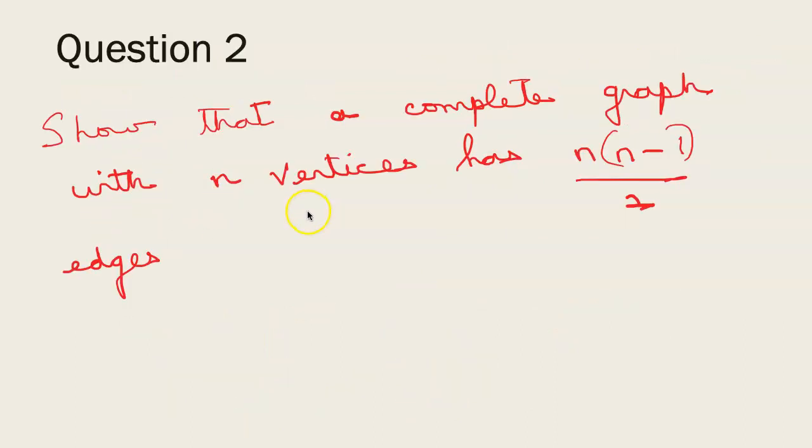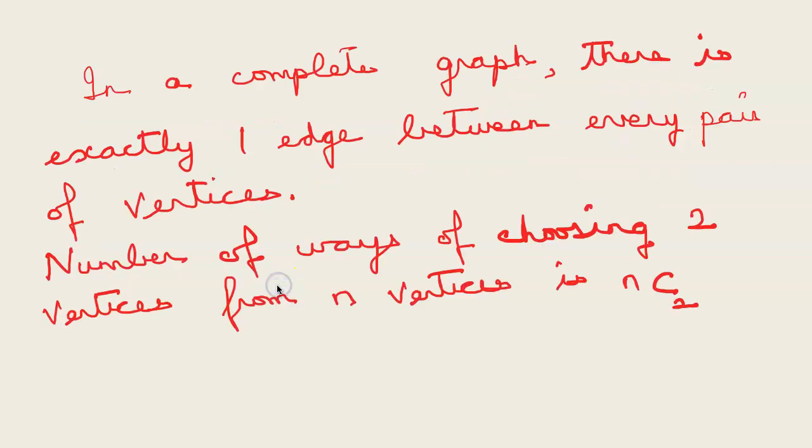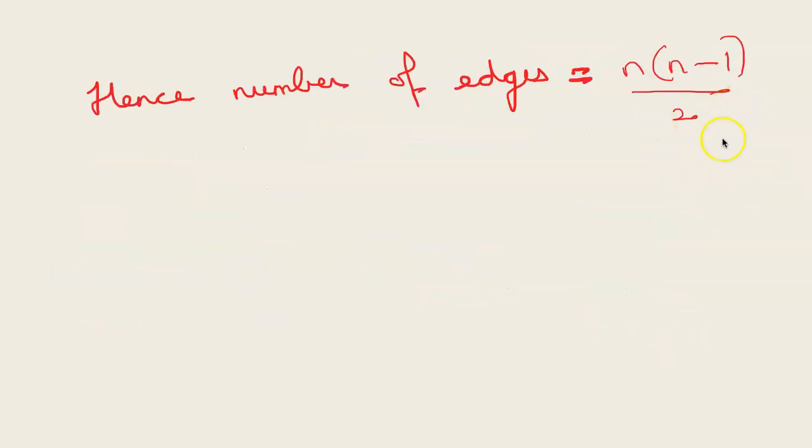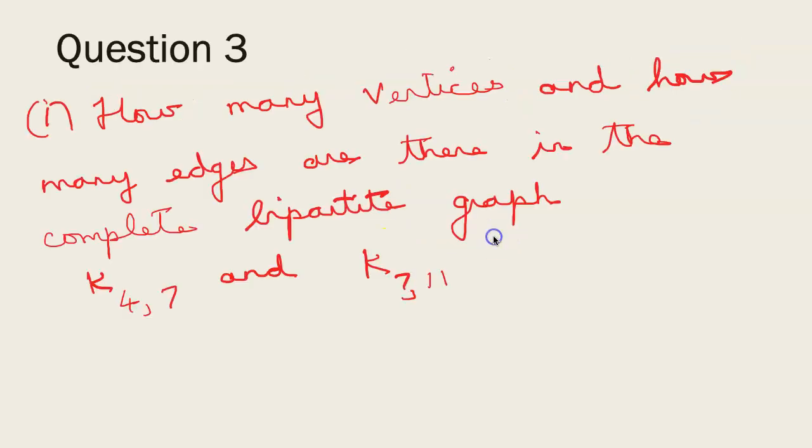Coming to question 2, show that a complete graph with n vertices has n(n-1)/2 edges. In a complete graph, there is exactly one edge between every pair of vertices. And the number of ways of choosing 2 vertices from n vertices is nC2, which is n(n-1)/2. That is the number of edges in a complete graph. For more about combinations, you can refer to my earlier course on combinations.